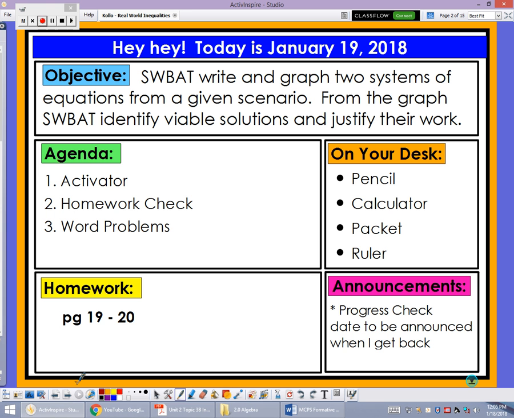All right, so your homework tonight is going to be pages 19 and 20. When we come back and we're all together on Monday, we will talk about our progress check date being pushed back. I already have talked to you guys about that before with the weather, and so we will talk about that when you come back.